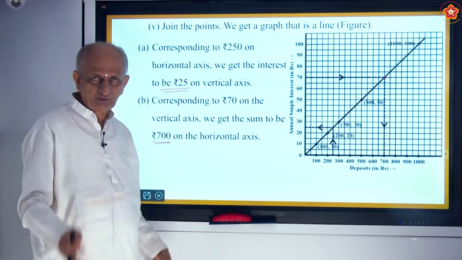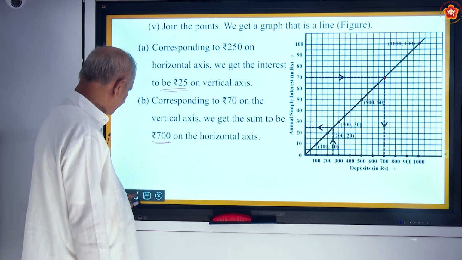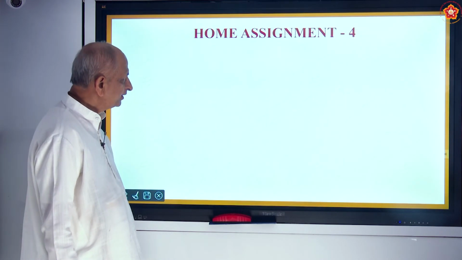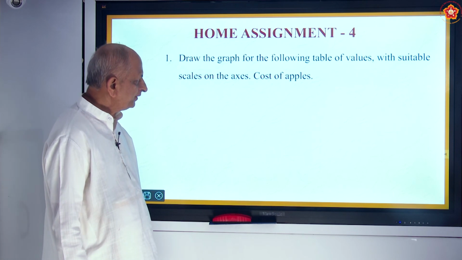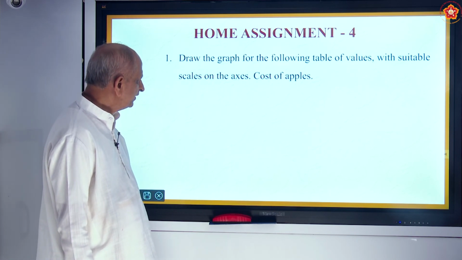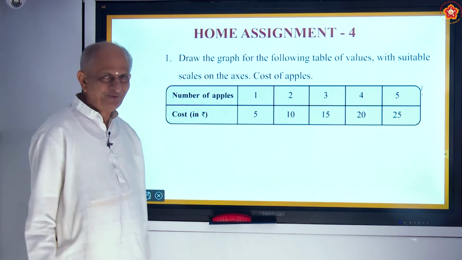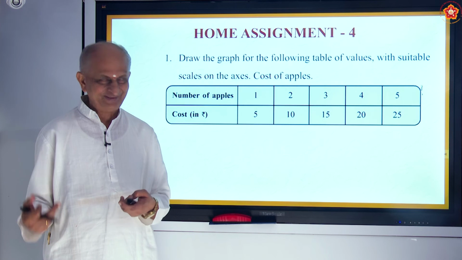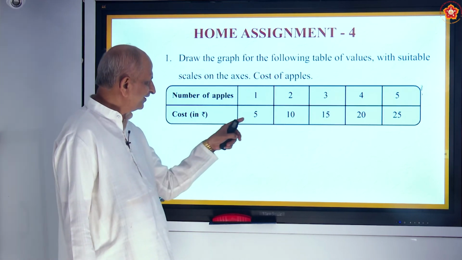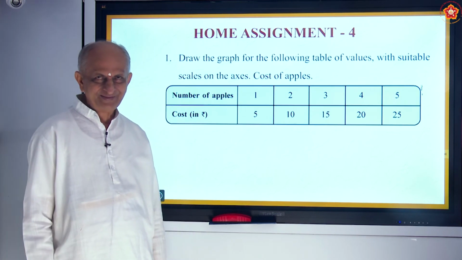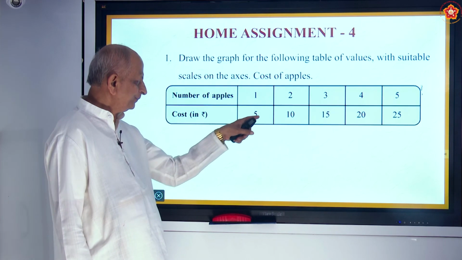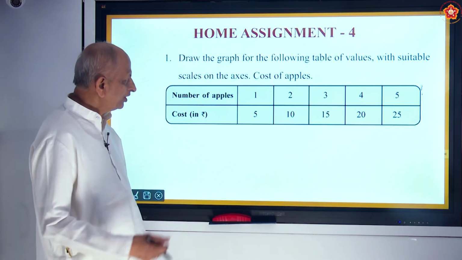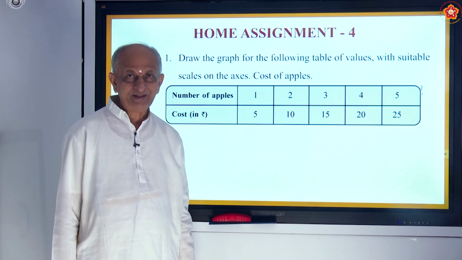And there are some more problems worked out in the textbook, and we will see the home assignment now. So, I think you understood how to do it. Now, we will pass on to the home assignment. Okay, the first question is, draw the graph for the following table of values with suitable scales on the axis. So, your favorite fruit is there. How many like apples? Of course, some you like, but the cost is very high. So, here they have written only 5 rupees. Nowadays, you won't get a 5 rupees apple, minimum 10 rupees. So, 1 apple costs 5 rupees, 2 apples cost 10 rupees, 3, 15, 4, 20, 5, 25. Now, you have to draw the graph for that. You can do it.